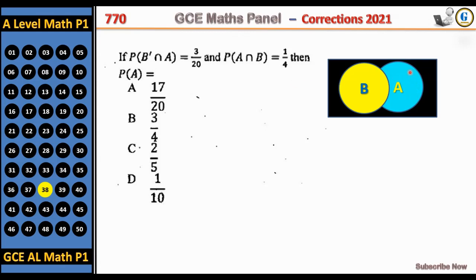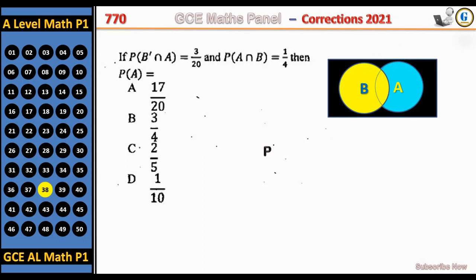Now that I have the probability of B prime intersection A, which is this blue region, I equally need the probability of this other small region, this arc. That's the probability of A intersection B, so that I can have the complete probability of A.